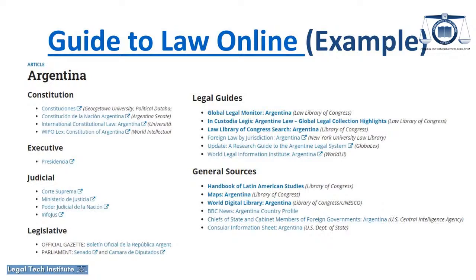An example here is Argentina. So you can see they provide links to the Constitution. It looks like in both English and Spanish. It talks about the executive branch of their government, the judicial, the legislative branches. It also provides information about additional Library of Congress legal guides that might be useful in expanding your research, and some more general sources of information about Latin America, maps of Argentina, that kind of thing. But all of that is available through the Law Library of Congress.